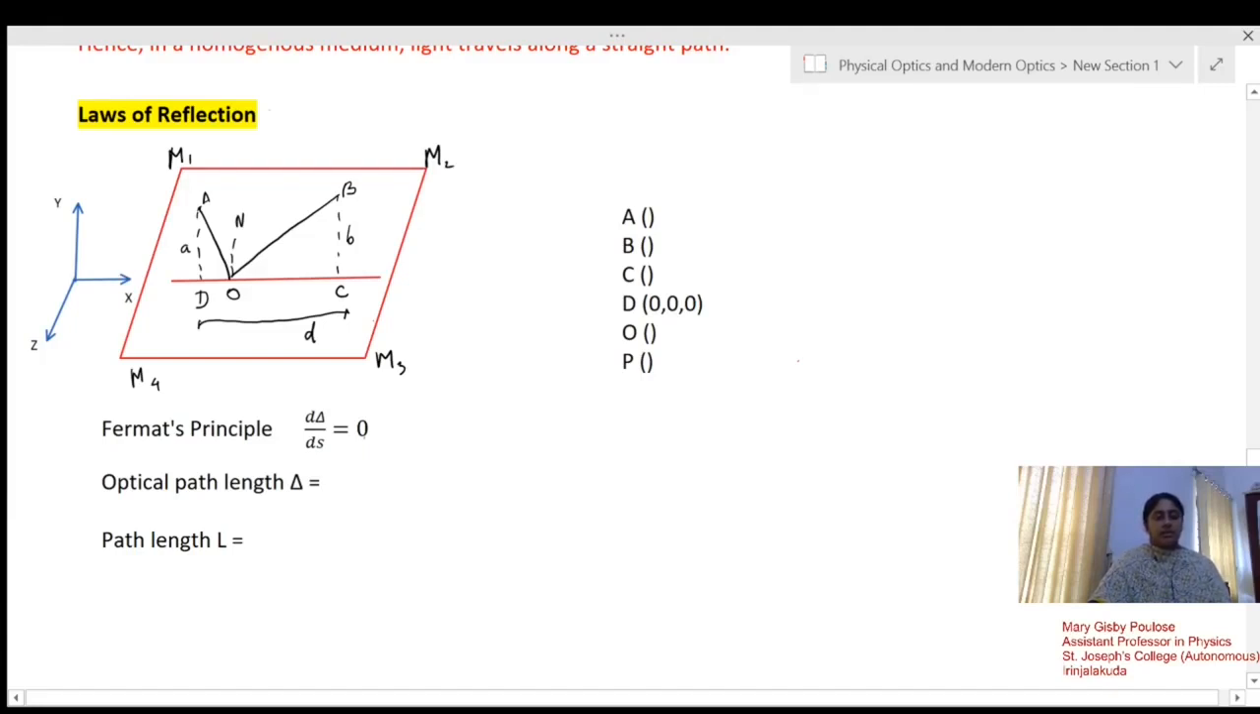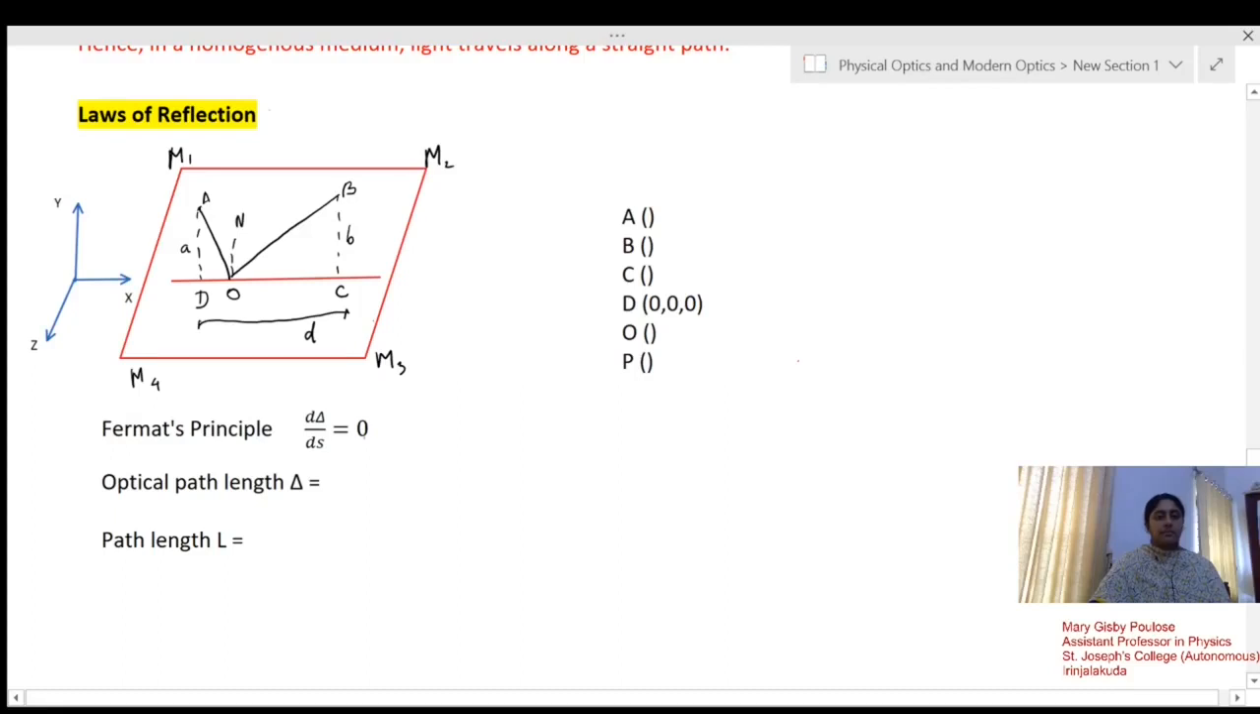Now, I said that light is reflecting upon this surface M1, M2, M3, and M4. So this point can be arbitrary, can be anywhere upon this plane. Okay. And this plane is actually the XZ plane. So light can reflect upon any point upon this XZ plane. So O is a variable actually. The point O can vary along this line.